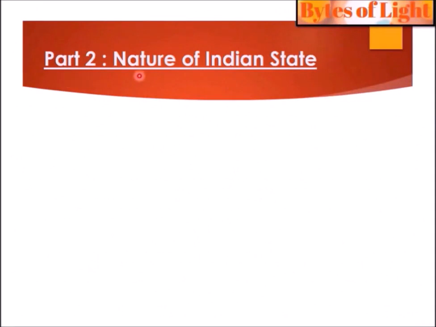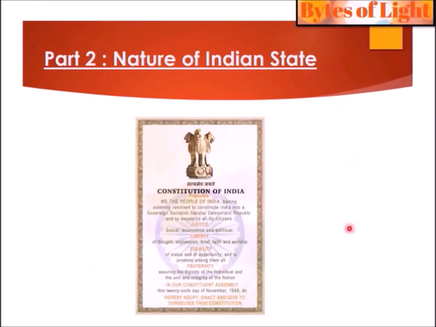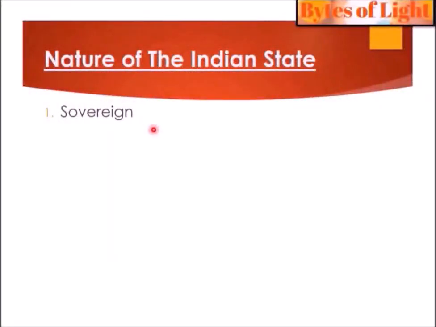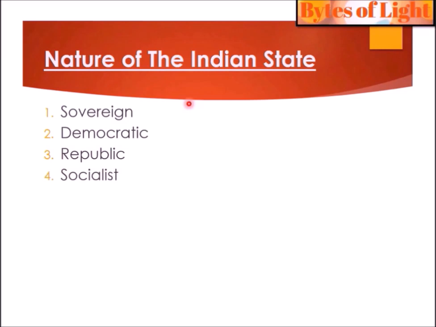Coming to the next one, that is part 2, that is the nature of the Indian state. Here in this preamble, you can read sovereign, socialist, secular, democratic and republic. So this is the nature of the Indian state. Going deeper into it, sovereign, democratic, republic, socialist and secular.